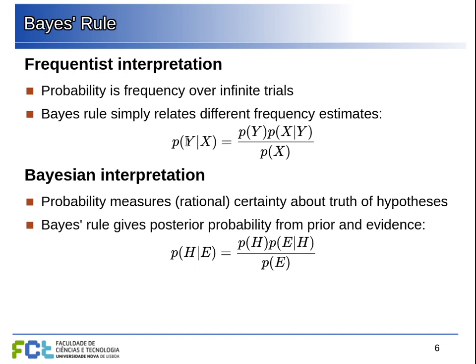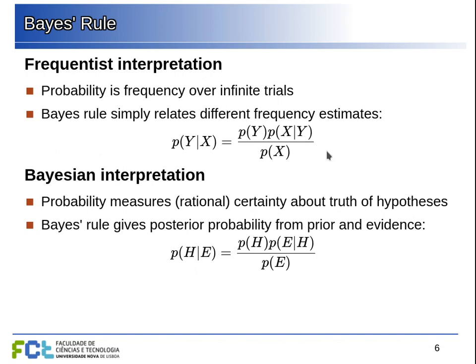So we are just looking at the frequencies over infinite trials of y having some value within the subset of cases where x had that particular value, and relate that to the reverse, the frequency of x having that value within the subset of cases where y has that value. So this would be just changing the perspective on the variables.